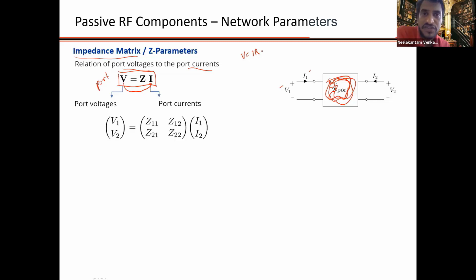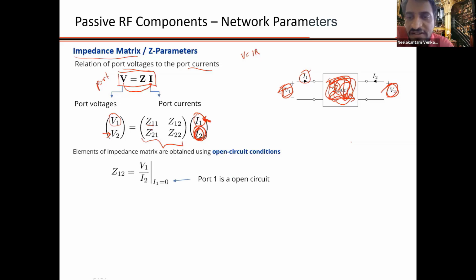So if you have a 2-port system, this becomes a matrix. That means the voltage at port 1 does not only depend on the current at port 1, but can also depend on the current at port 2. Similarly, your voltage at port 2 does not only depend on the current at port 2, but also can depend on the current at port 1. It can be a complex network. You don't have to worry about it, but whatever current here can influence both V2 and V1. This current can influence both V1 and V2.